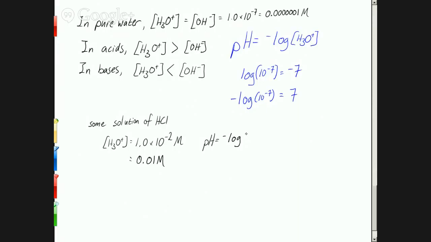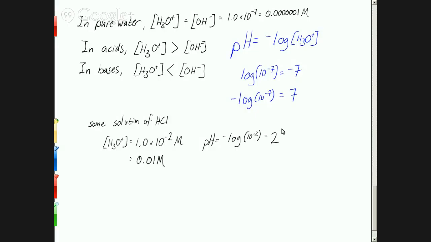So we're going to take the negative log of 10 to the minus 2, which is 2. So the pH of this solution with this hydrogen ion concentration is 2. 2 is less than 7, but it refers to a larger concentration because of the negative. We're switching the sign. So even though we've got a smaller number for the pH, we're referring to a larger concentration. So things lower on that pH scale are going to be more acidic. Things higher up on the pH scale are going to be less acidic or more basic.